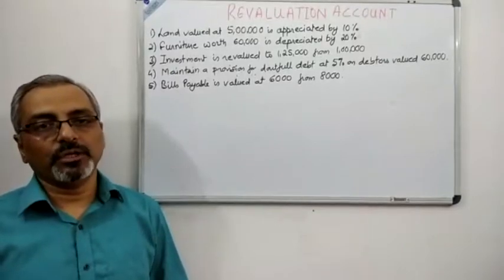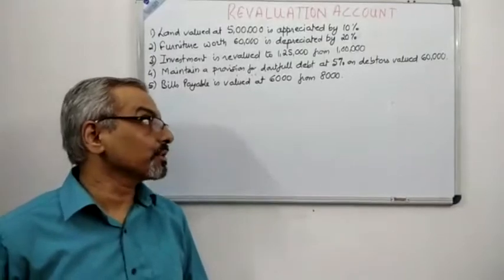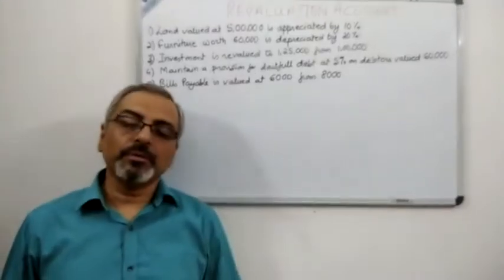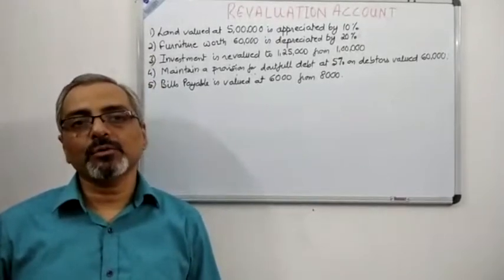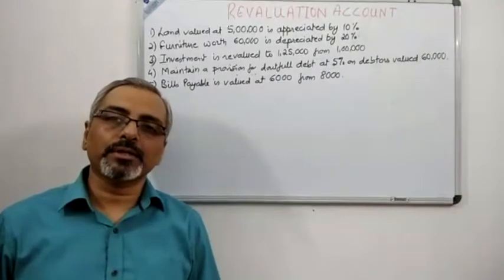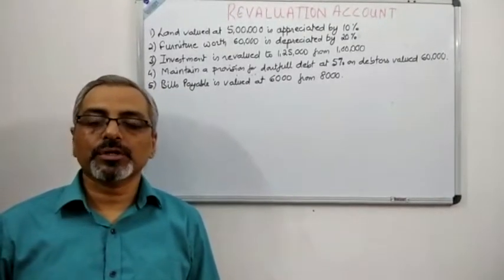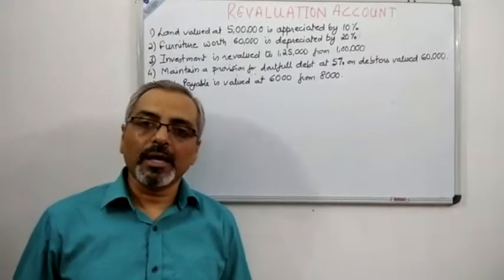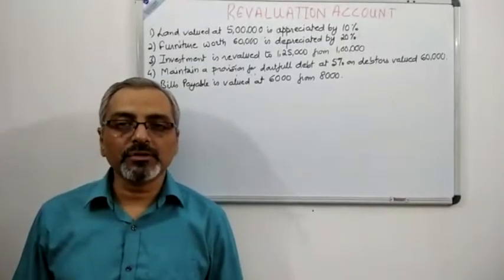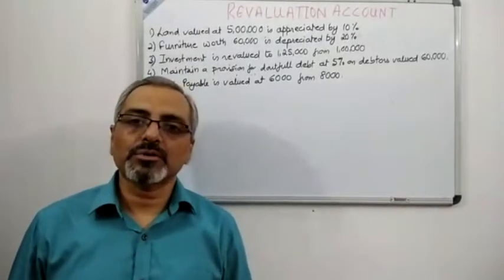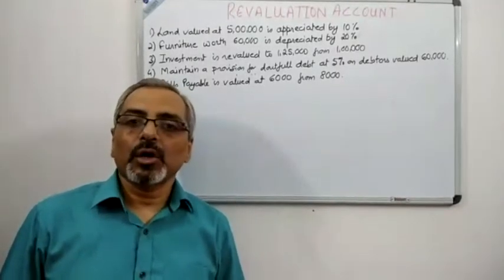Please see the entries very carefully. The first entry you can see, land valued at 5 lakh is appreciated by 10%. Appreciation means increase in the value, and I have already said that whenever there is an increase in the value of assets, it should be posted on the credit side of the revaluation account. Whenever there is a decrease in the value of an asset, it should be posted on the debit side of the revaluation account, and for liabilities it's just the reverse. That means if the value of liabilities increases, it will be posted on the debit side of the revaluation account, and if the value of liability falls, it will go to the credit side of the revaluation account.